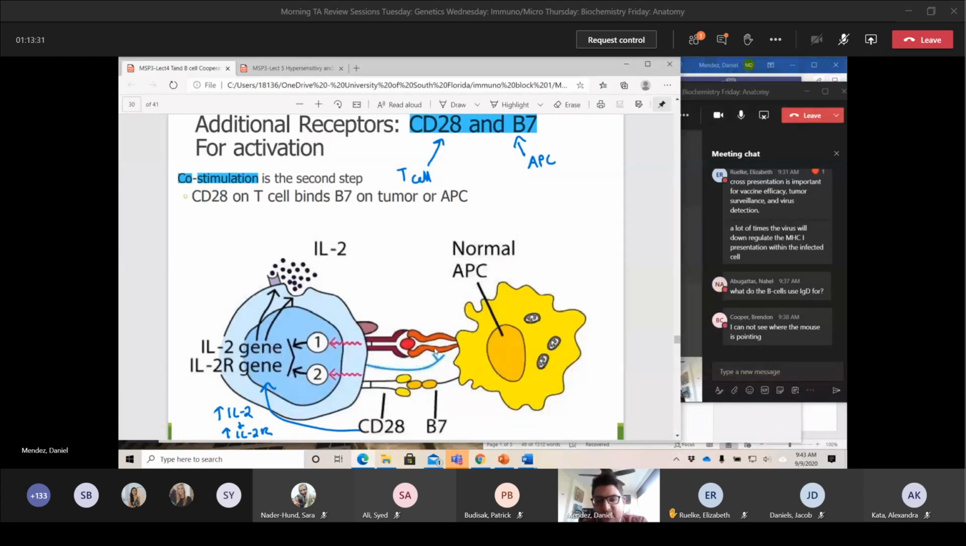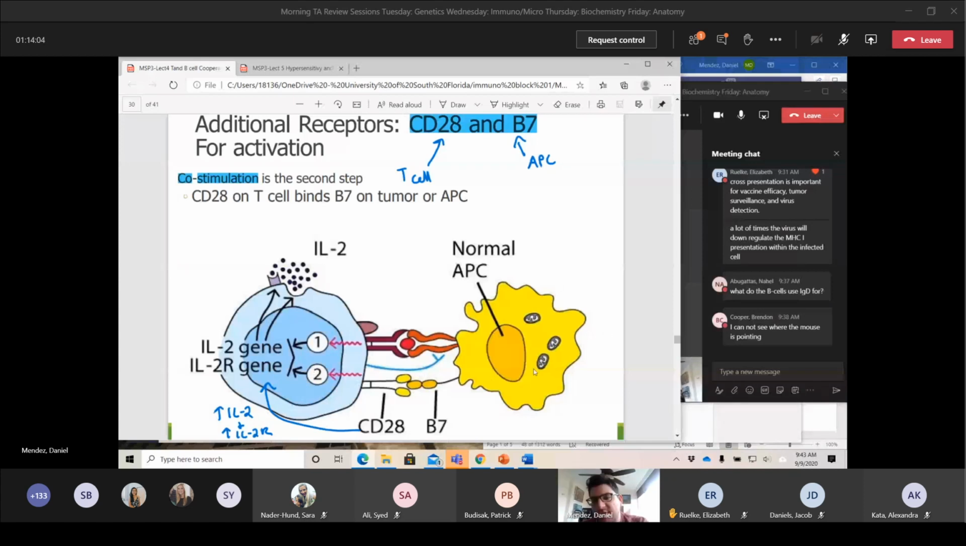If we have just the first signal, if we have just MHC class 2 and the TCR, then we only get IL-2. We don't have the receptor for IL-2. So we're sending a signal to tell ourselves something, but we can't process that signal. With CD28 and B7, we then create the receptor and we can process this signal. This IL-2 interleukin tells this T cell that we need to create more of yourself. So that's the whole purpose of this. We're going to get clonal expansion. This is how we're going to get more effector cells.